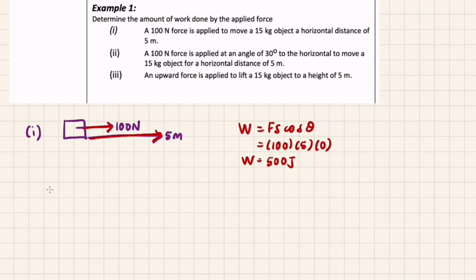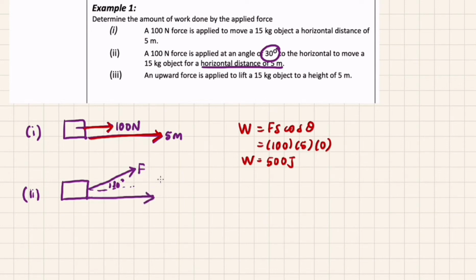We move on to the next one. Example 1 Roman 2. 100 Newton force is applied at an angle of 30 degree to the horizontal to move a 15 kg object for a horizontal distance of 5 meter. Again, we draw first. So this is our object, and the force is applied at an angle of 30 degree to the horizontal. This is our force, and our displacement is 5 meter along the horizontal.